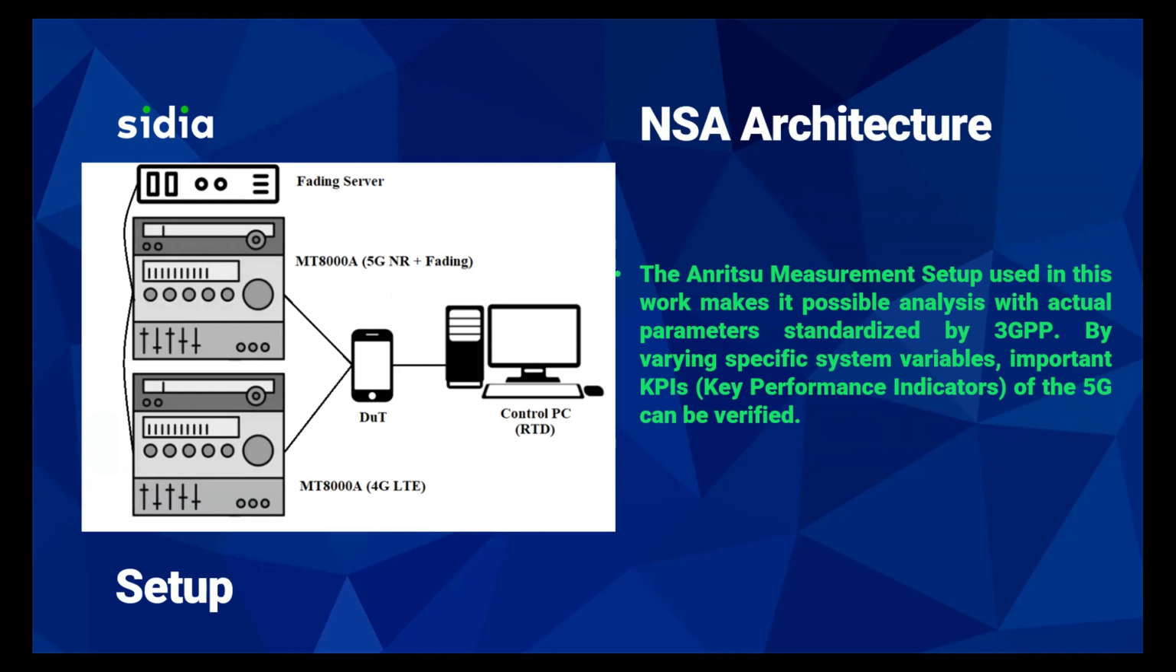Obviously, it's very simplified, but we count with two MT8000 that emulate the cells, the NR cell and the LTE cell. The DUT, that is the user equipment, a smartphone, and a fading server that introduces the fading effect on the signal generated by the MTs. And all this goes to a control PC where we have our interface, where we can study the results of our campaign.